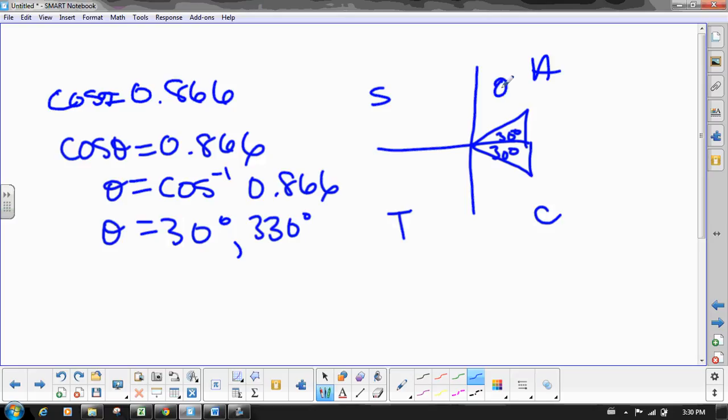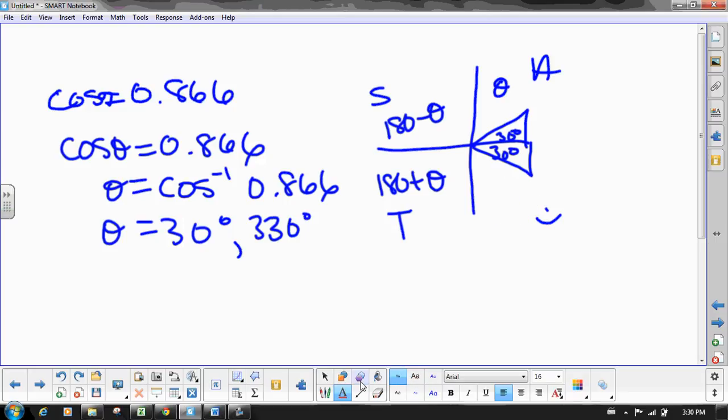So if you remember, theta, this is going to be 180 minus theta. This will be 180 plus theta. And this would be, oh, sorry, not 180, 360 minus theta.